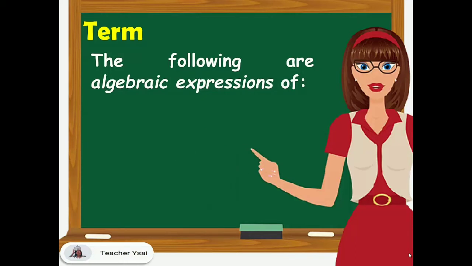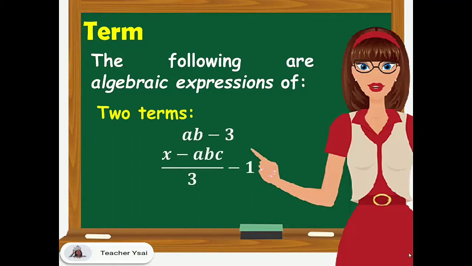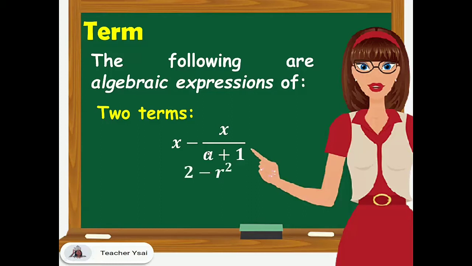The following are algebraic expressions of two terms: ab minus 3, x minus abc all over 3 minus 1, 1 over x minus 1 over y. Observe that the terms are preceded with minus sign. Another example of algebraic expression with two terms: x minus x over a plus 1, and 2 minus r squared.